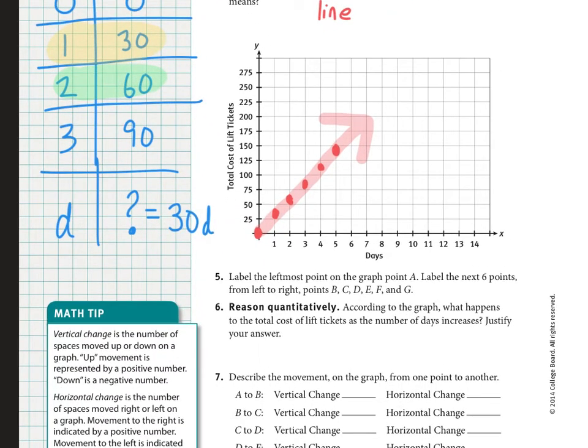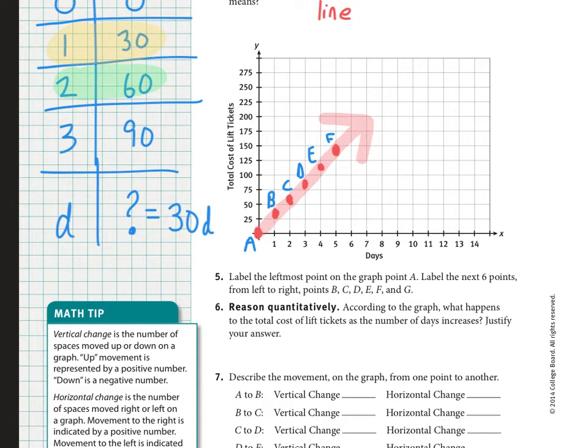Okay, so they want us to label the leftmost point A, and then the next points B, C, D, and so on. So this would be point A, the next point would be point B, then C, then D, then E, then F, and then if we kept going, it'd be G, and so on.